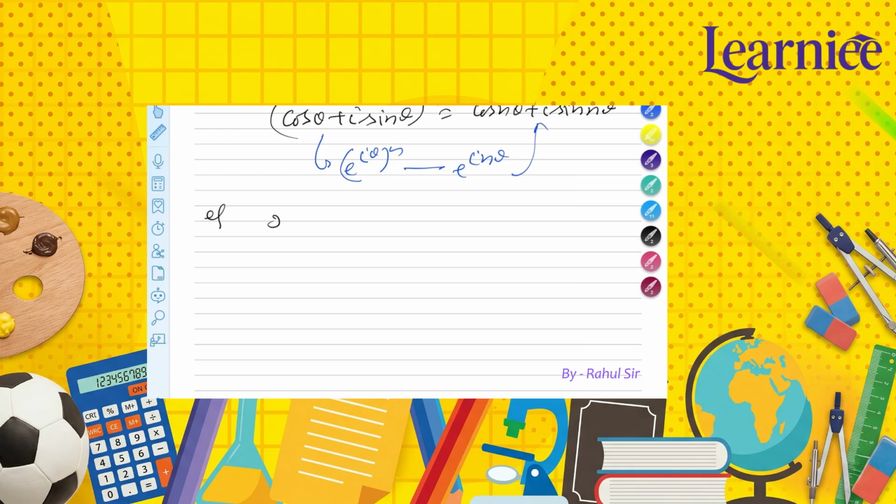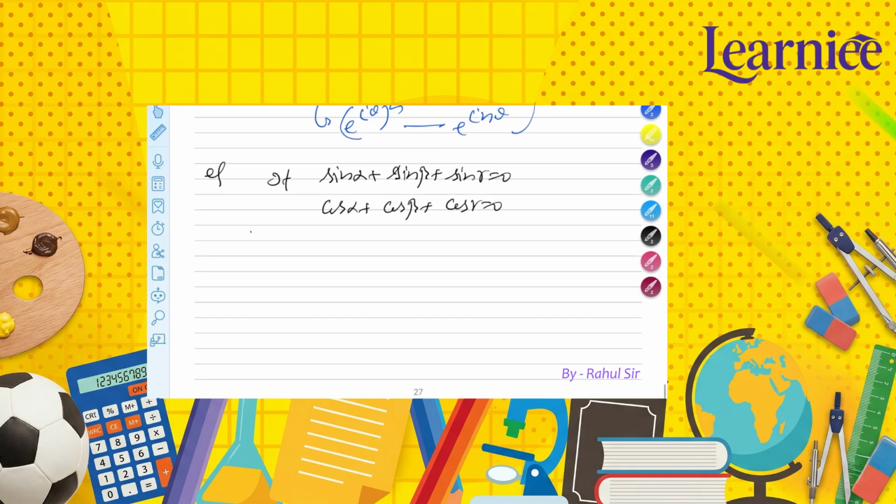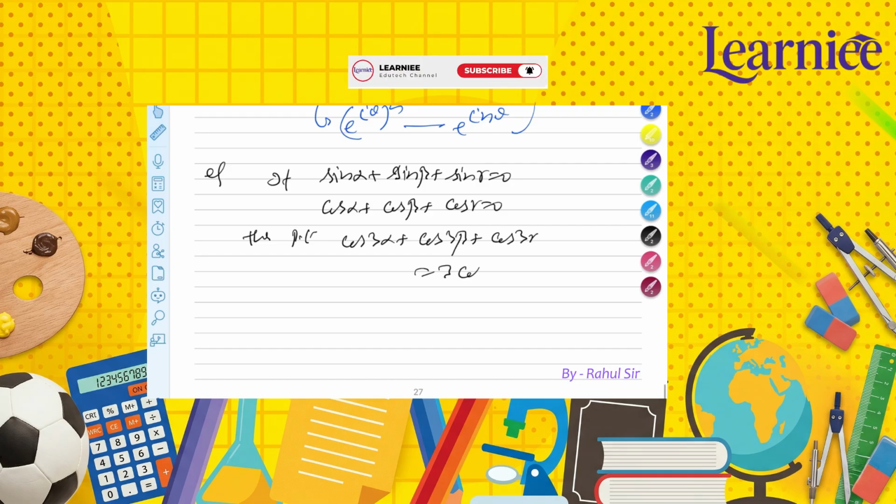Let's say the problem is: if sin alpha plus sin beta plus sin gamma is 0, and cos alpha plus cos beta plus cos gamma is 0, then we have to prove that cos of 3 alpha plus cos of 3 beta plus cos of 3 gamma is nothing but 3 cos of alpha plus beta plus gamma. Okay, we have to prove this one.